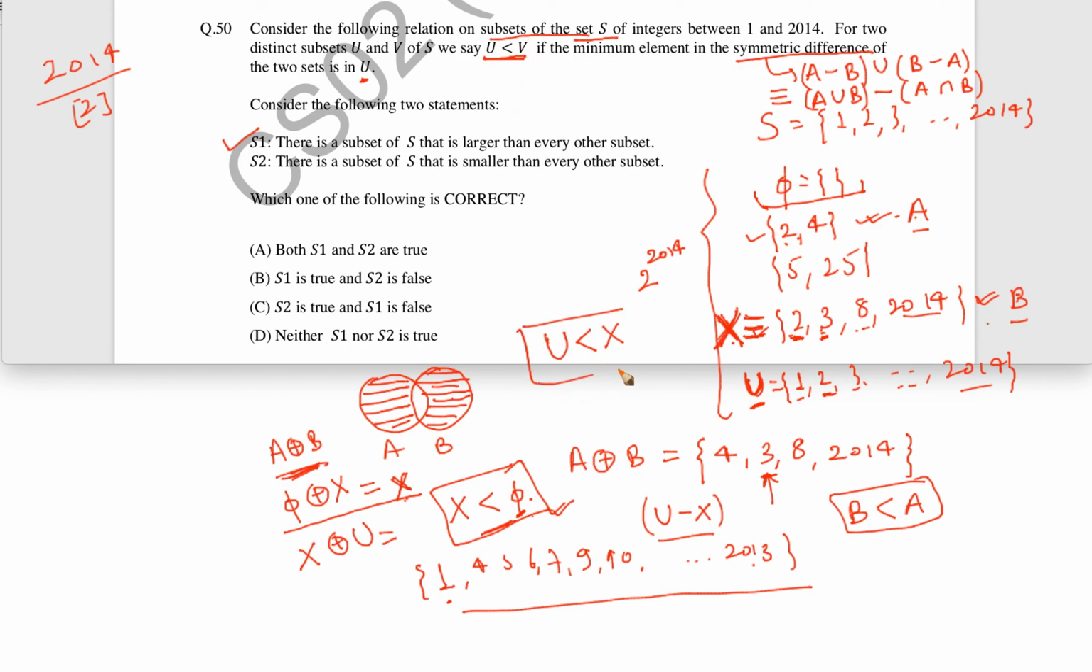So there is always a subset, the universal set, which is smaller than every other subset as per the definition. So S2 is also true. Which one of the following statements is correct? Both S1 and S2 are true. So the answer is A.